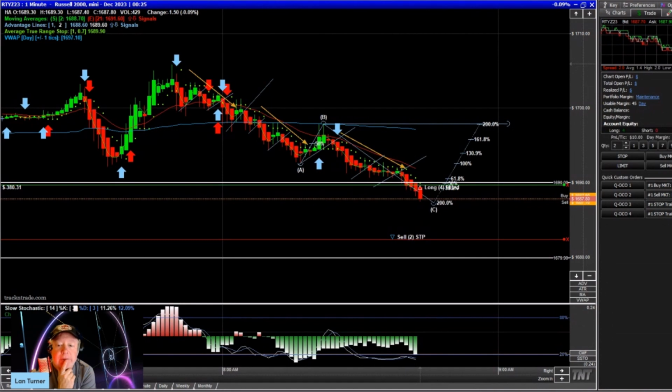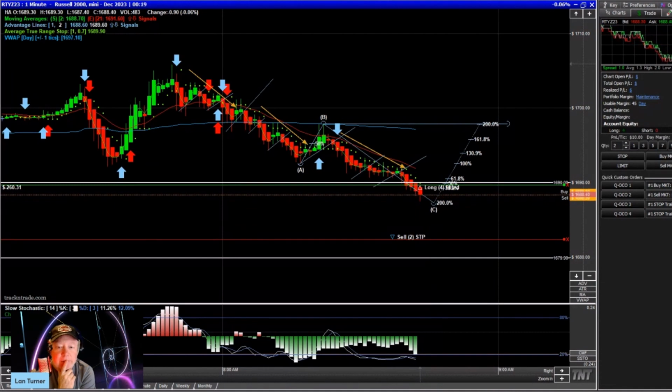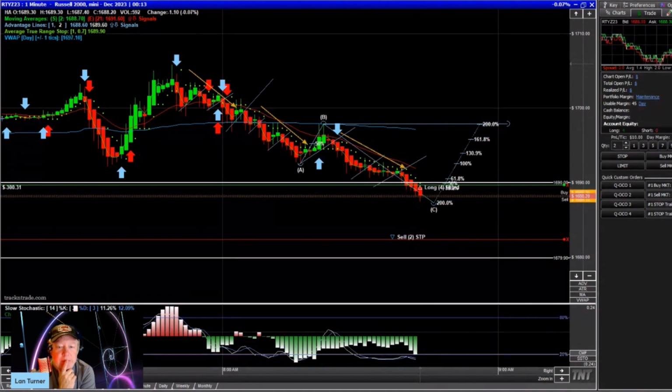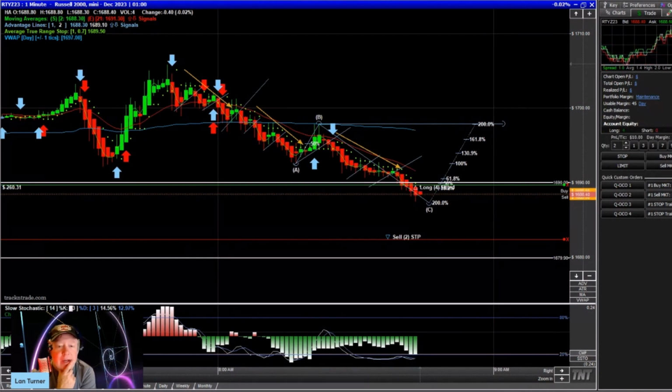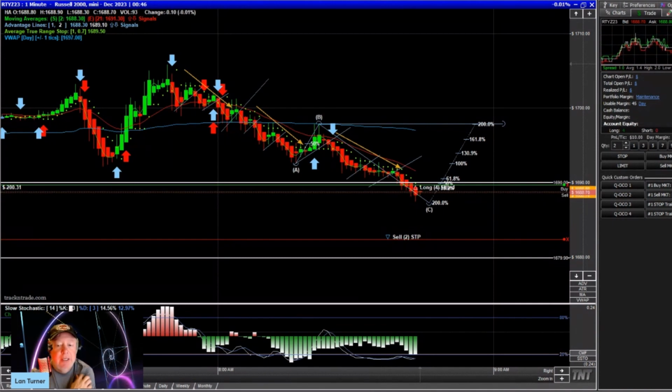1, 2, 3, 4, 5 flat bottom red bars. 1, 2, 3, 4, 5, 6, 7 flat top red bars. 1, 2, 3, 4 flat top red bars. 2 flat top red bars. 3 flat top red bars. It just wants to drift lower. Drift down. Does not want to retrace. Complete Elliott wave all the way to the bottom. Market can stay irrational longer than you can stay liquid.